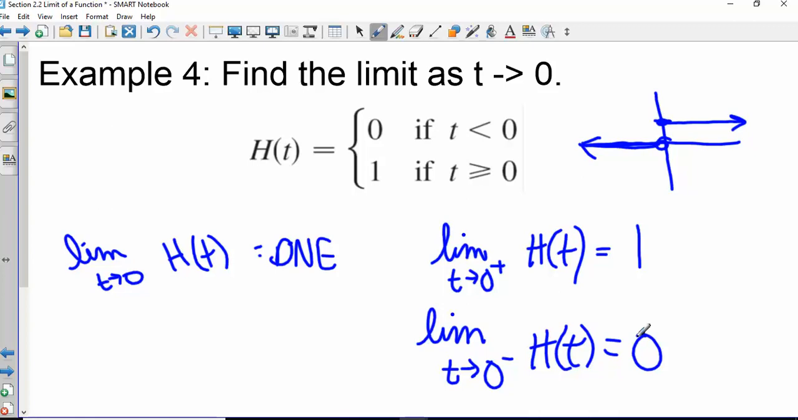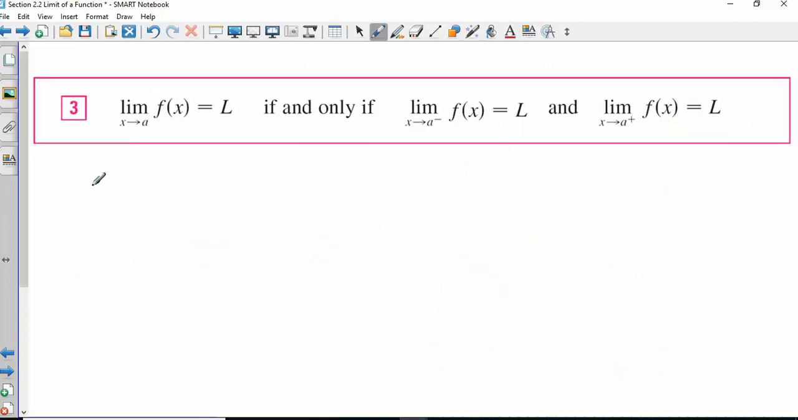So these left and right limits exist, but the overall two-sided limit does not because these numbers are different. In order for the two-sided limit to exist, the left and the right hand have to be the same number. Does that make sense? So that's actually what the next box has. It just spells that out in words: in order to have a two-sided limit, the left and the right have to be equal to the same number.